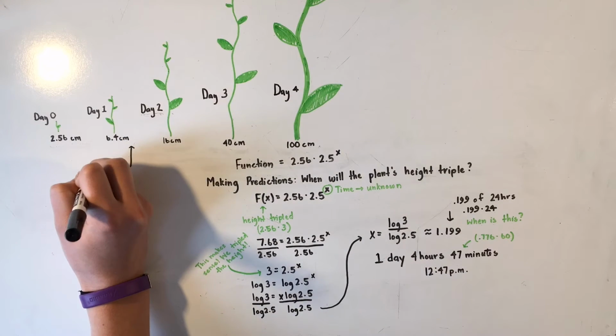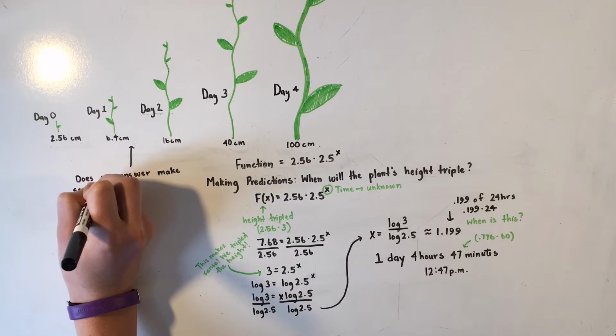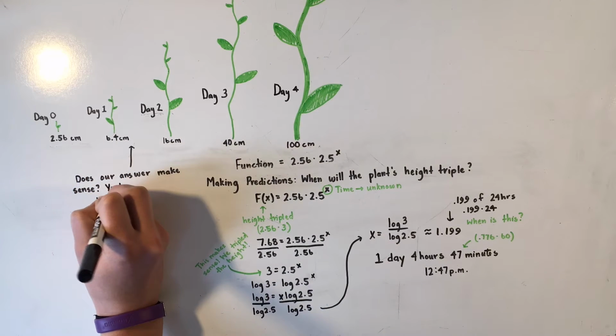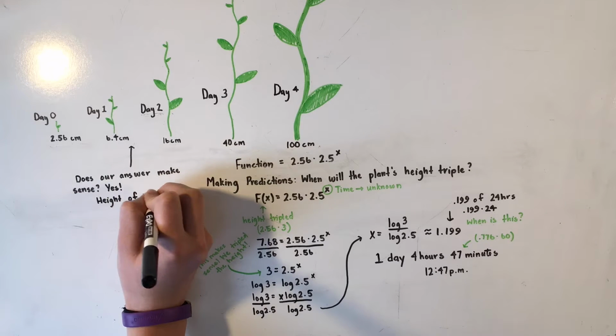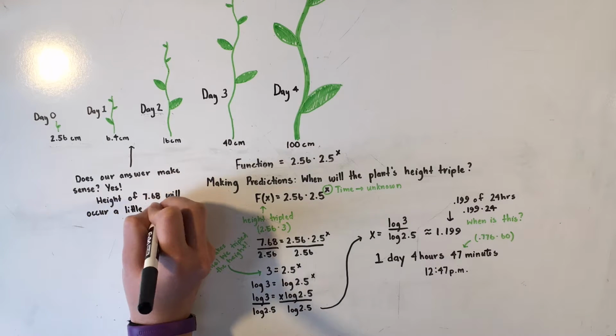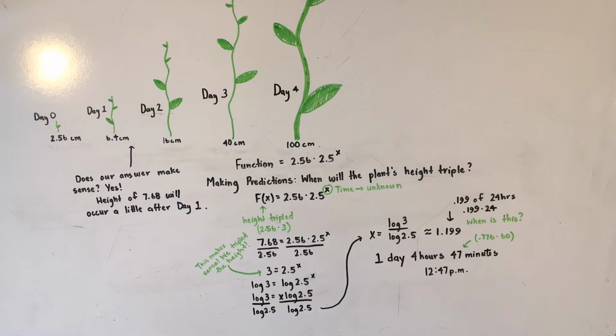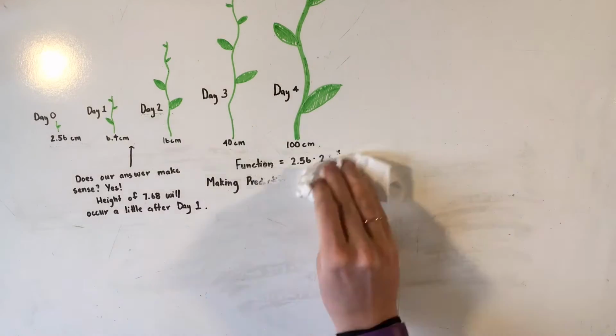p.m. Does this answer make sense? At the beginning of day 1, the plant has a height of 6.4 centimeters. We're looking for, shortly after that, when the plant has tripled in height, or is 7.68 centimeters. Logically, it makes sense that this would occur shortly after the beginning of day 1.